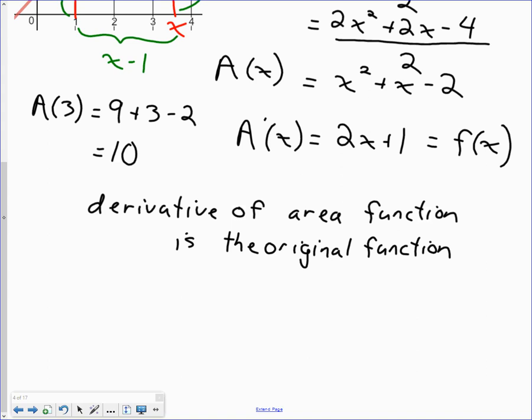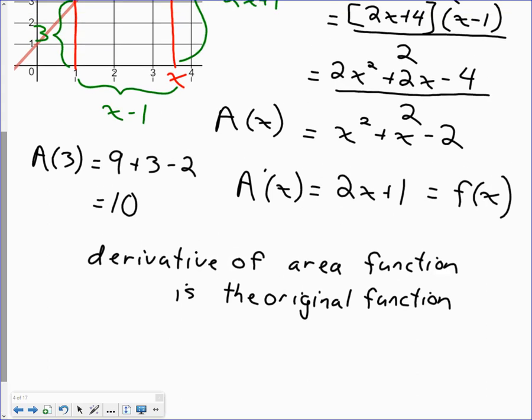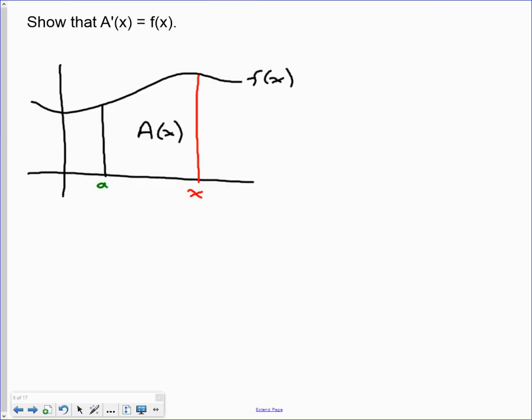Is this always true? It'd be kind of nice if it is, because then when we're trying to find the areas of things, it's possible that all of the stuff that we've been doing on derivatives might actually come in handy. Okay? So that's our next step. We're going to show that this is always true. So let's try to show that the derivative of our area function is always equal to this original function, f at x, that defines the curve that we're trying to find the area under.